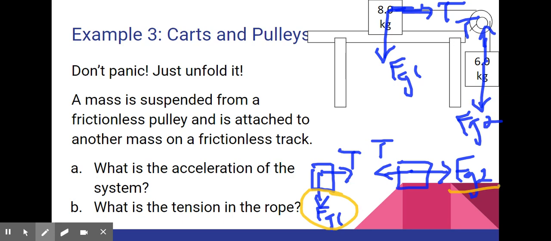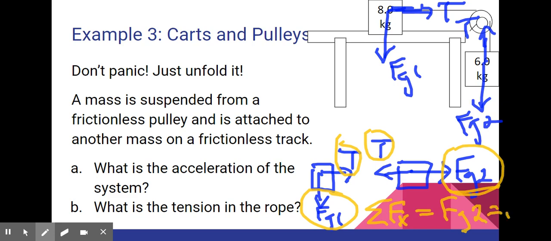Okay? So now you have these 3 forces in your x-plane, in your horizontal plane. So those are the only ones we're going to want to worry about with our net force equation. So the sum of our forces in the x direction is really just going to be equal to Fg2 because we have those 2 tensions that cancel out. So sum of our forces in the x direction is going to be equal to Fg2, but we still have 2 masses. So we're going to use the total mass times the acceleration.